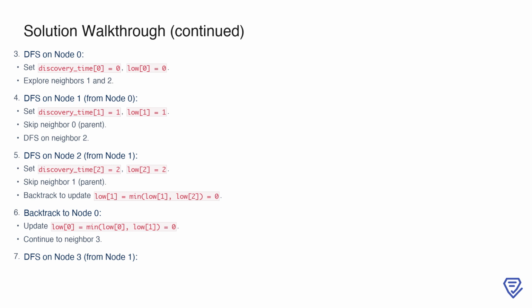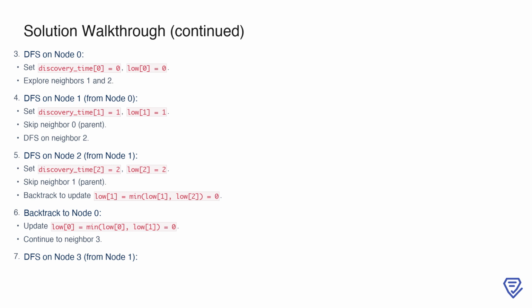Here, we skip backtracking to node 1, its parent, and then begin backtracking, updating node 1's low link value to the minimum of its current low value and node 2's low value. This results in updating low 1 to 0. Similarly, when backtracking to node 0, we update its low link value to the minimum of its current low value and node 1's low value, which keeps low 0 at 0.